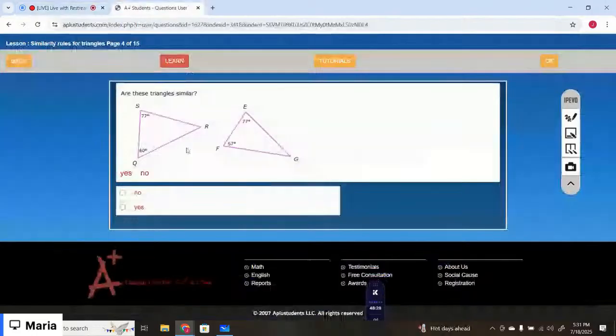Okay, are these triangles similar? We are given the angles and the angles are not similar, so the correct option is no.